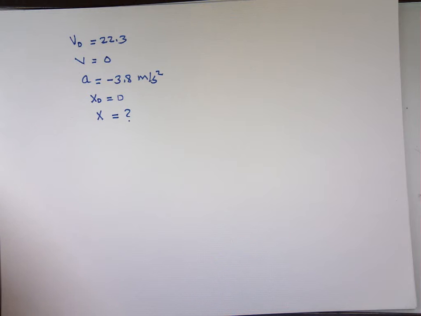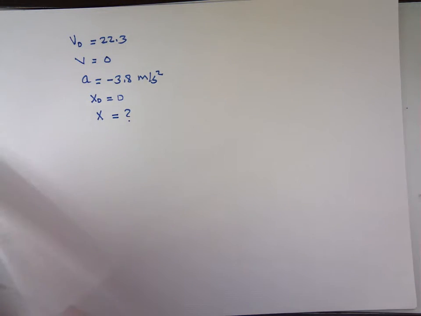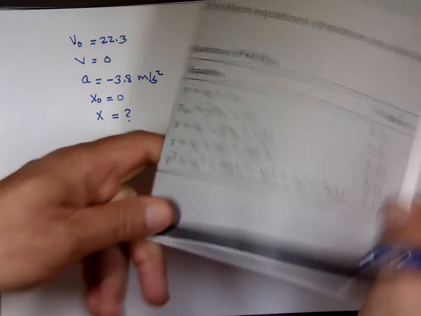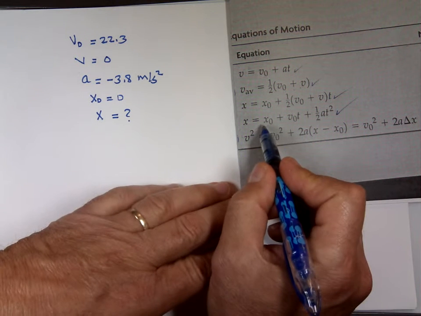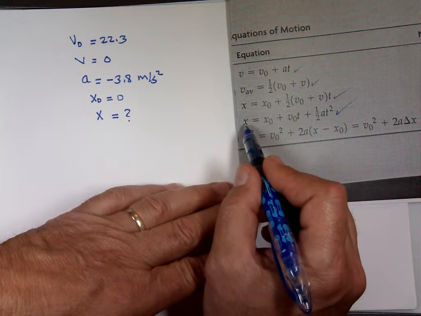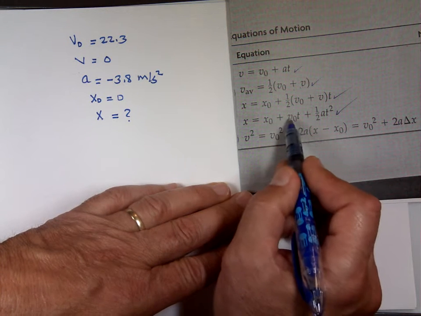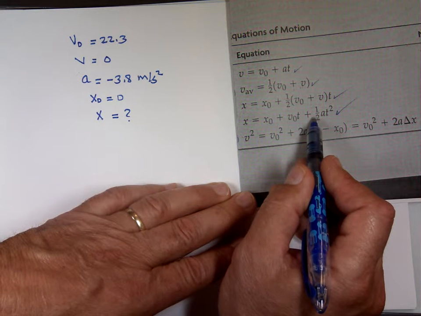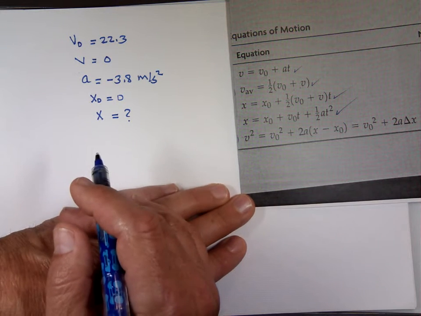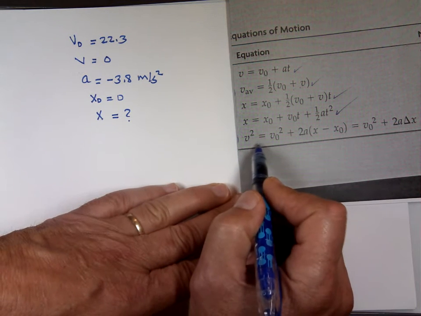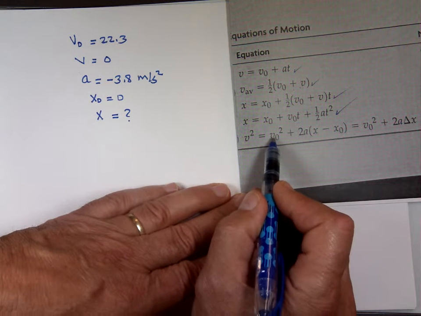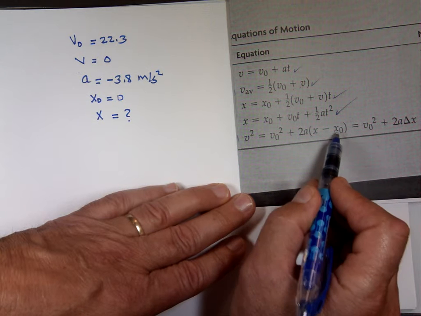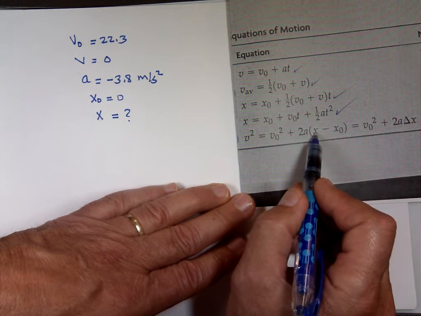Which equation out of these has all these pieces? Let me put the equations right here. To me, it looks like the fourth one. It has x, we're looking for x, we know x of 0, we know v0, we know the acceleration, but we don't know the time, right? So I can't use that. How about number 5, the bottom one? I know the final velocity, I know the acceleration, I know the initial velocity. The only thing that's left is x.